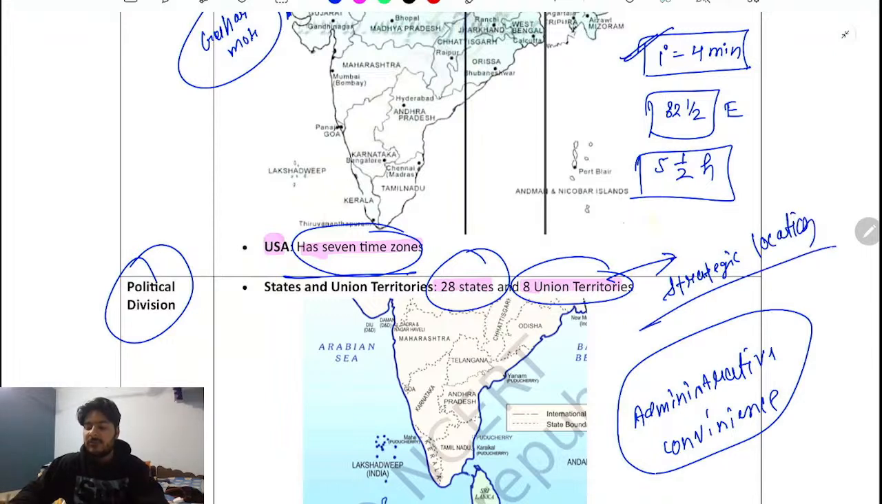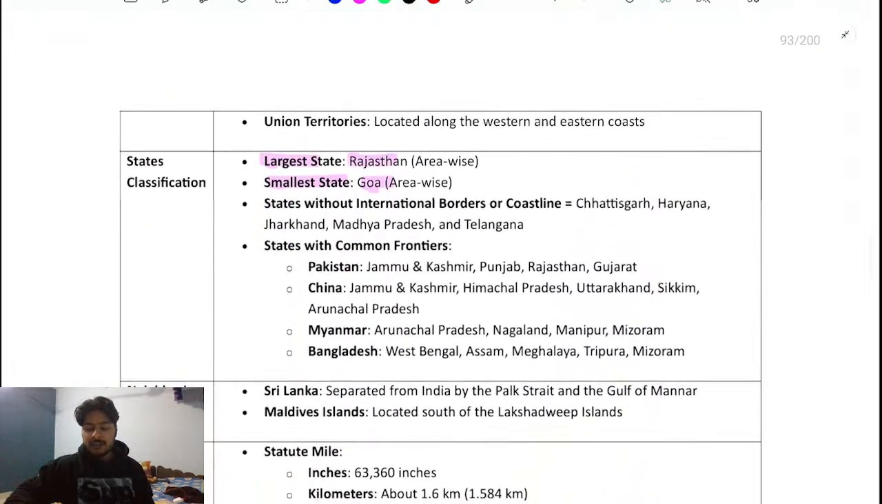ठीक है, strategic location means which location is very prime location, ठीक है ना. For example, the location of the Andaman Nicobar is very prime, so anyone can attack India. So that's why the center wants to have control over it directly. No state government will have its stake on it, ठीक है. This much is clear. Any doubt till now? You may ask. ठीक है.